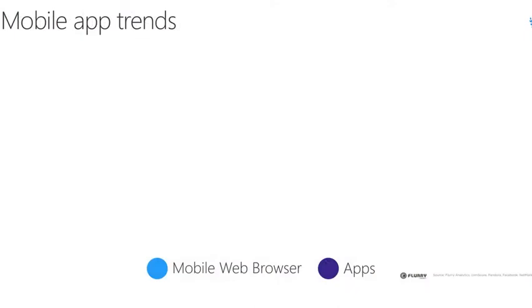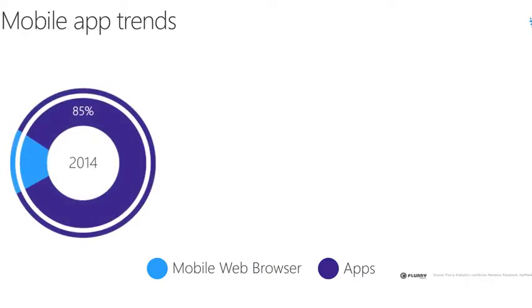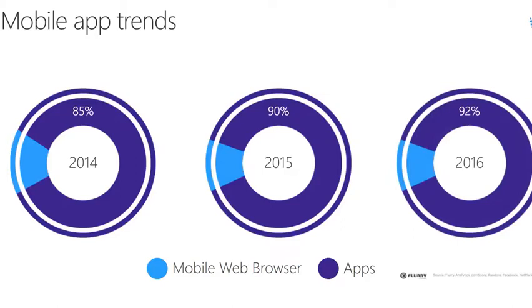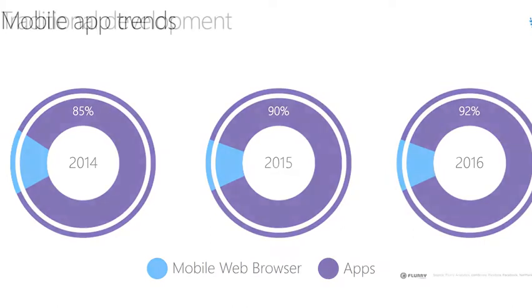Okay, so we know users are using devices, we know they want their data, but how are they consuming that data? Well, it turns out that users prefer applications. In 2014, we saw that users spent about 85% of their time on their devices using applications and only 15% using mobile browsers. And that trend is only increasing. In 2015, we see 90%. In 2016, we saw up to 92%. Users love apps.